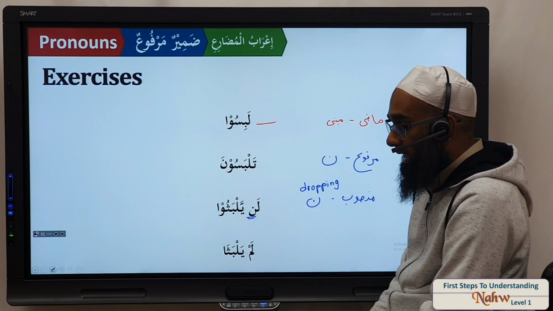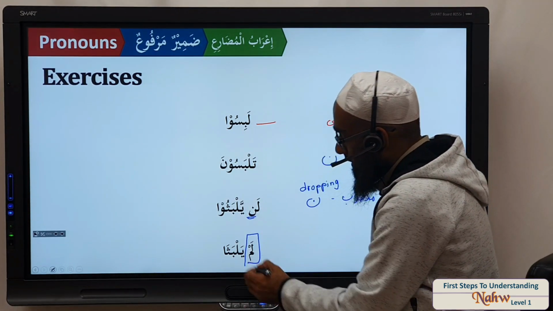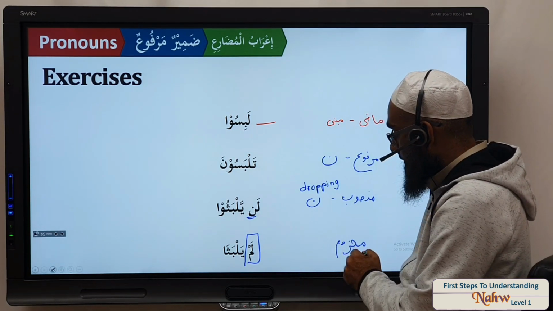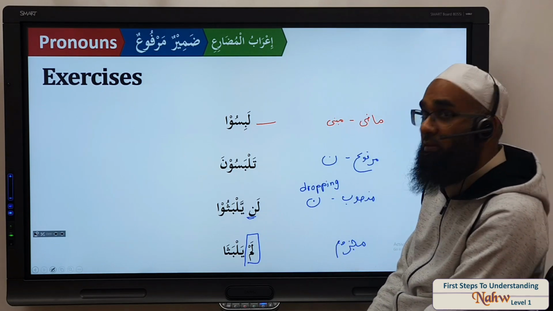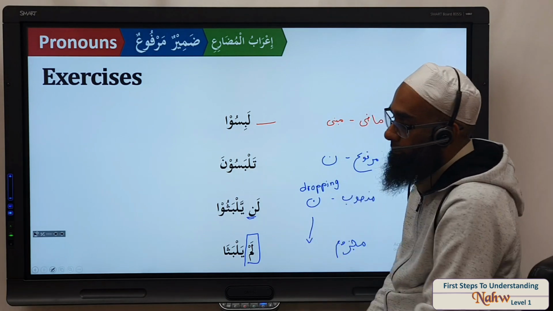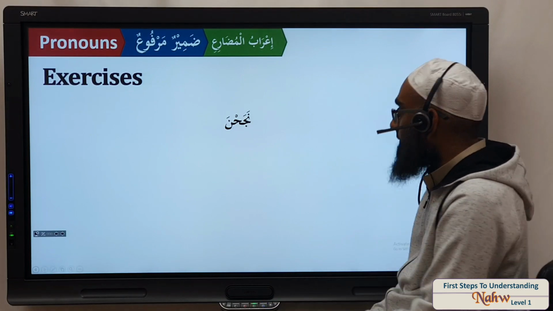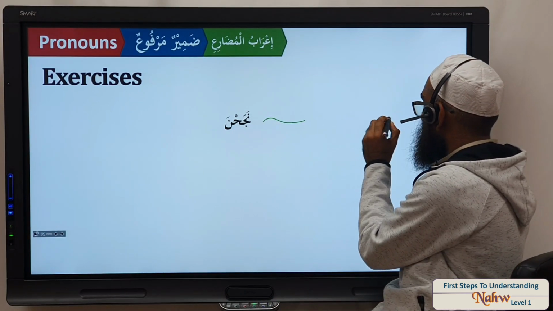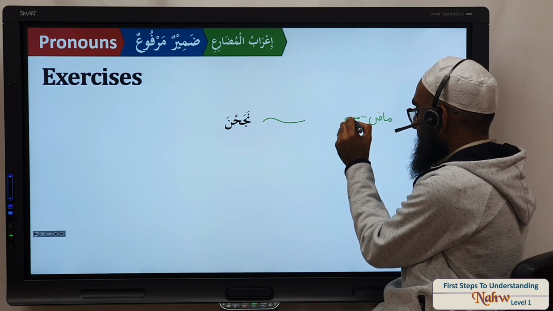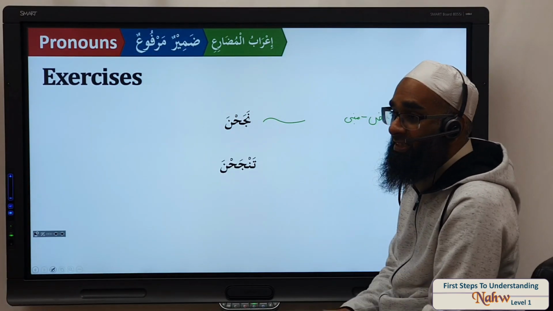And lam yalbatha. What state is this in? This is majzoom. How is the majzoom state expressed? The noon is dropped. Same thing, dropping the noon. Okay. Najahna. What say guys? Is this madhi or mudari? It's madhi, so it's going to be mabni. Correct? Yes? Following?